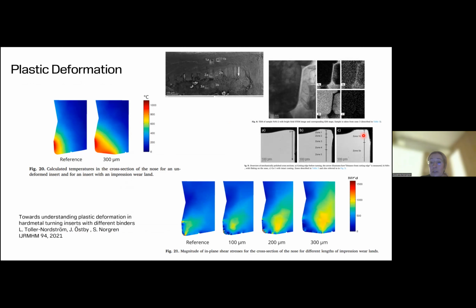You can also see here a cross-section of the geometry before and after plastic deformation. And here is the magnitude of the in-plane shear stress in the cross-section. We can see that you have a large amount of in-plane shear stress, which corresponds to this point of the insert. And here you can see that this is a tungsten carbide grain and this is a tungsten carbide grain. And here you can see a lamella formation clearly shown in the image. And in this case, it was turning with an alternative binder cemented carbide. So that is why you can see iron here and nickel.